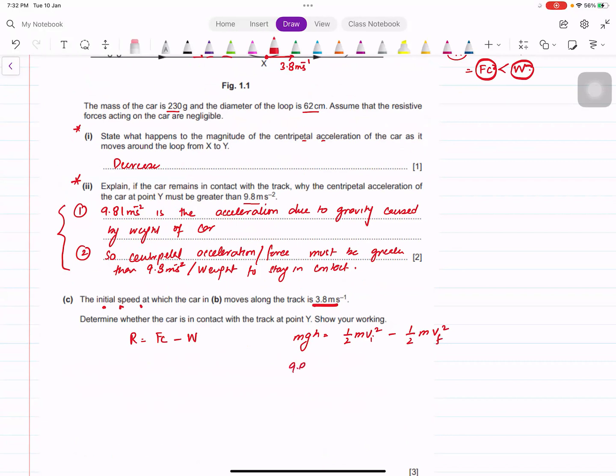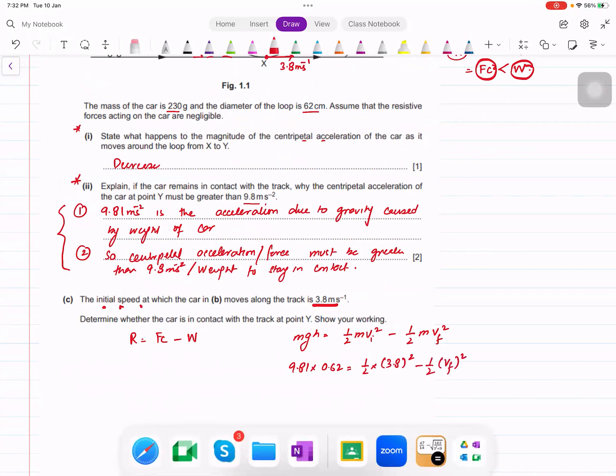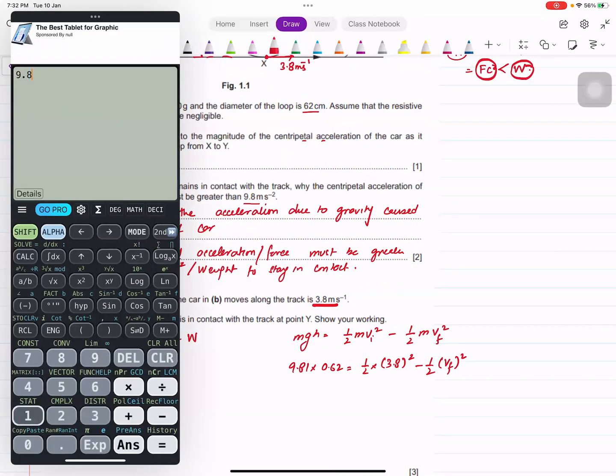So m will cancel out. This is 9.81 times 0.62, and that's going to be half the initial speed was 3.8 whole square minus half, and this is what we need to find actually. Okay, let's try this now. So this is going to be 9.81 times 0.62, and then this is 6.0822. This is going to be 0.5 times 3.8 whole square, okay, sorry, 0.5 times 3.8 square, right? Okay, and this will be 7.22, and this is half vf square.